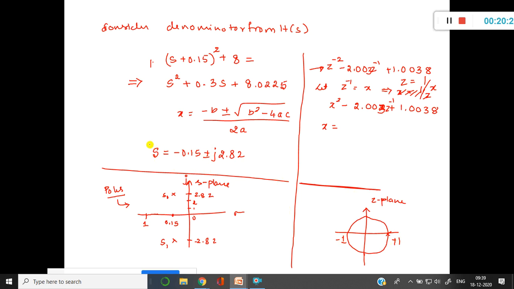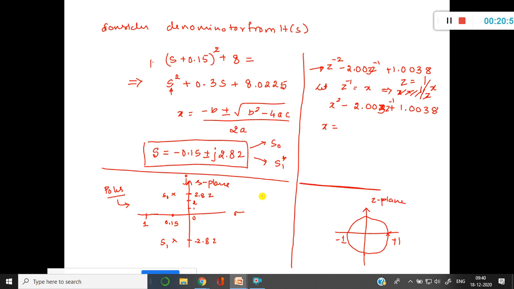Here we solved the equation to find the characteristic equation of the S domain. This was a quadratic equation. After solving this, we got the roots as 0.15 plus or minus j 2.82, which means the two roots we get are complex conjugates. S0 and S1 are complex conjugates. That's what I mapped onto the S plane.